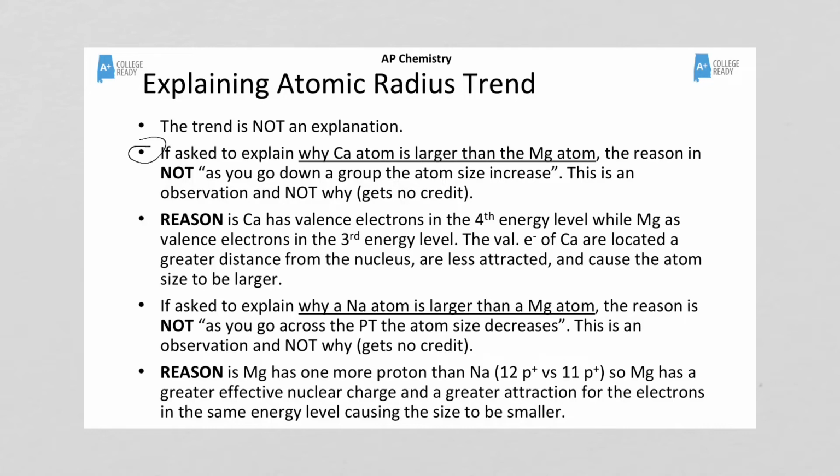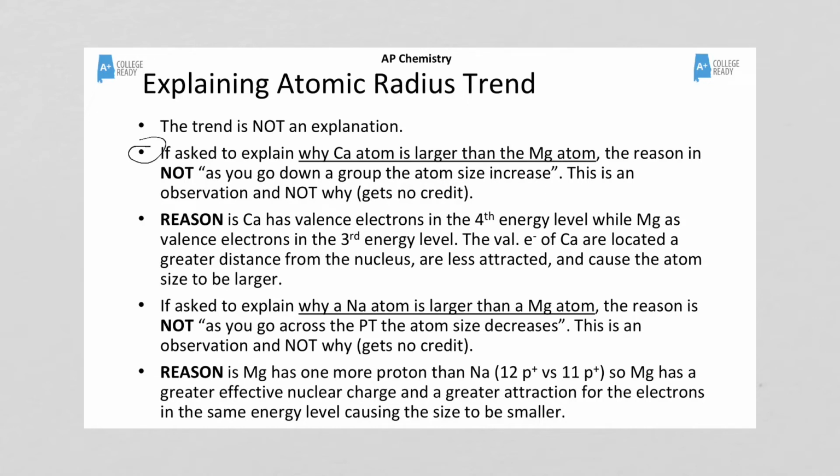Magnesium has valence electrons in the third energy level. Since the valence electrons of calcium are a greater distance from the nucleus, that means they're less attracted, and that expands the cloud. That makes the cloud larger. And again, if we're comparing sodium and magnesium, see where they are in relationship to each other. They're right next door to each other. Magnesium's to the right of sodium in its period.